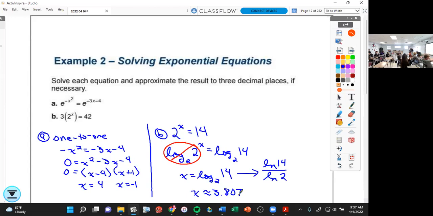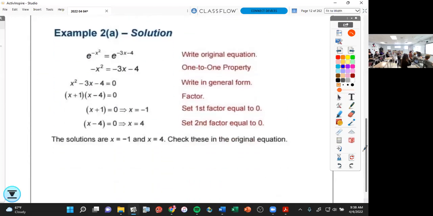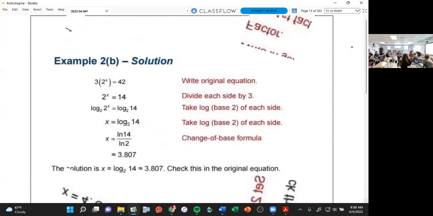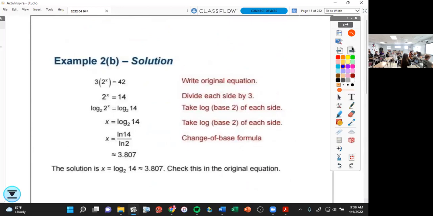This is definitely new material for y'all. Okay, I'm going to go ahead and move on since there are no questions. There's the one problem worked out. There's the other problem worked out. And again, it's a good idea to check your answer in your original equation just to make sure you didn't do any computational errors.